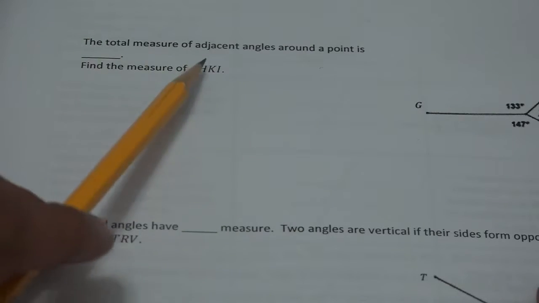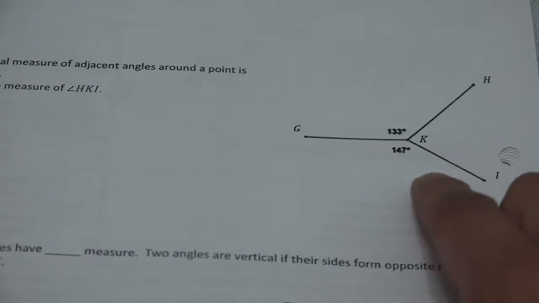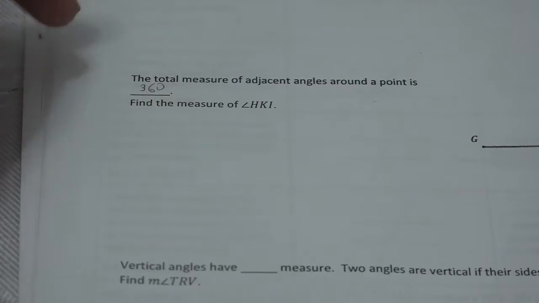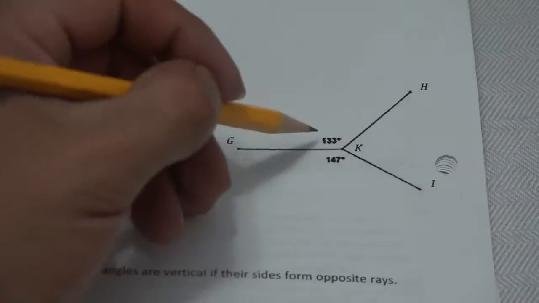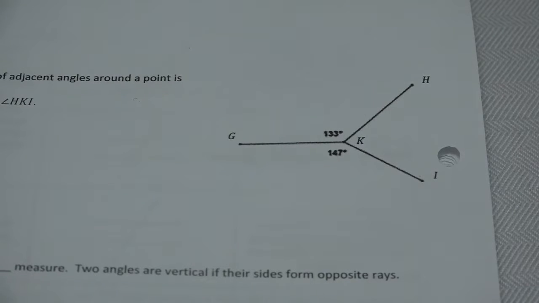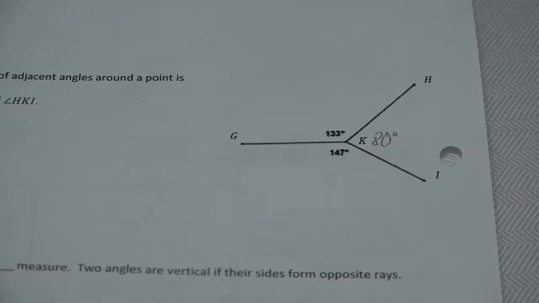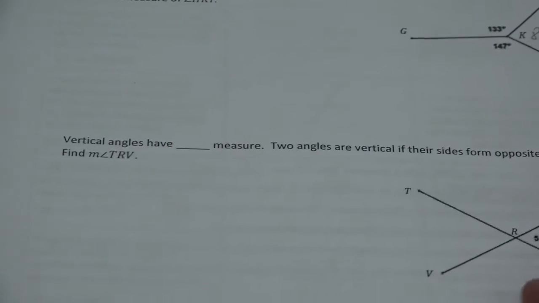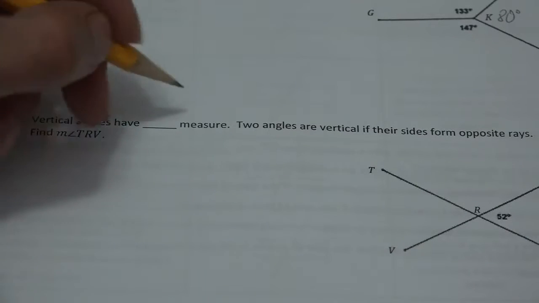So the total measure of adjacent angles around a point is what? Around a point? Remember? Oh, 360? Okay. So it's 360 degrees. Now find a measure of HKI. Well, hello. I got 133, 147, so the measure of K must be what? 80, there you go. So the measure of K is 80. Hopefully you can see that. All right. Next one. Vertical angles have what? Right. Equal.